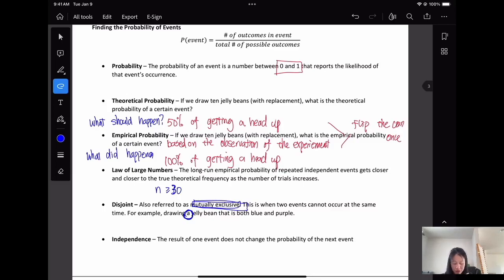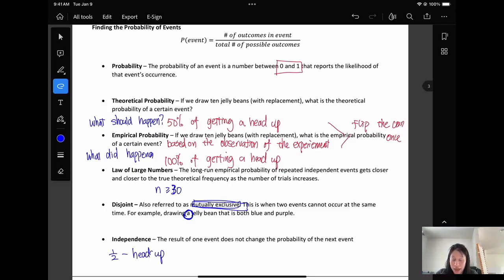Okay, independence. The result of one event does not change the probability of the next event. So being independent means when one event has occurred, it doesn't change the probability of the other event. For example, the probability that a fair coin shows heads after being flipped is 50%, or 1/2.